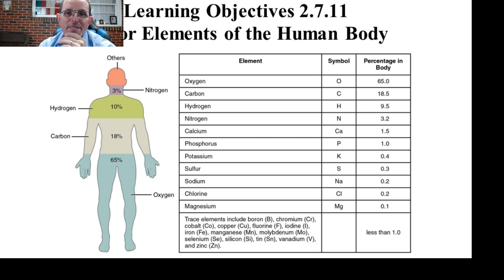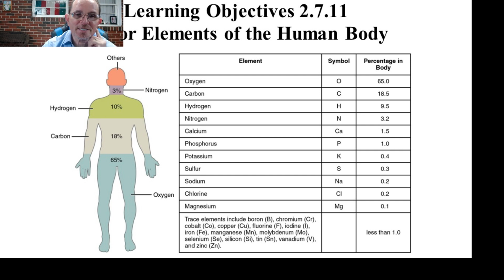Okay, the human body. I can't remember what the exact number is, but the overwhelming majority of our body, I think it's like 94-95%, is made up of only four elements: oxygen, carbon, hydrogen, and nitrogen. Now, the oxygen and the hydrogen is mostly in the form of water. We're just bags of water with some other things.